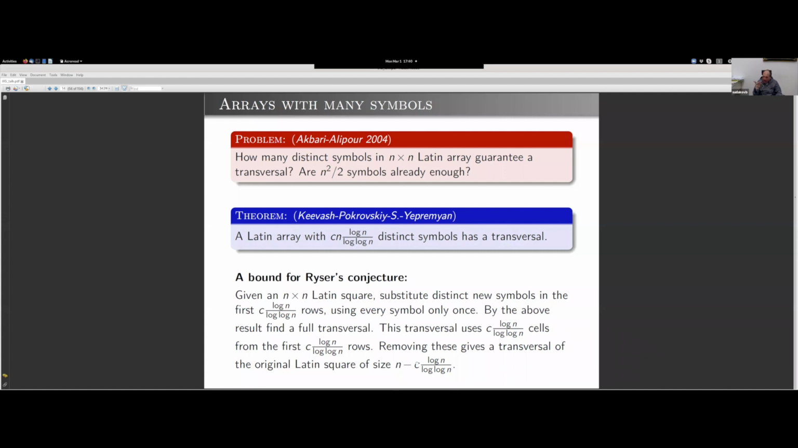So this shows that the Akbari-Alipour question, if you prove a good bound for it, is actually a more general question than proving good bounds for Ryser's conjecture.